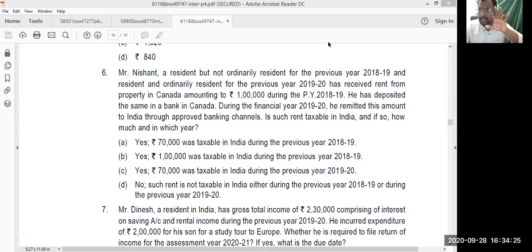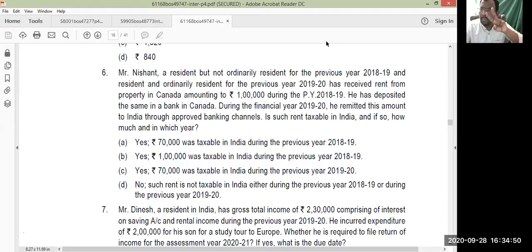During the previous year 1819, you have received a rental income of 1 lakh. First of all, decide the nature of income. Is it an Indian income or foreign income? It's a foreign income because the property is located outside India and the rent is received outside India. Since place of accrual and place of receipt are outside India, it is a foreign income. Since it is a foreign income, it is taxable only in the hands of a resident and ordinarily resident.